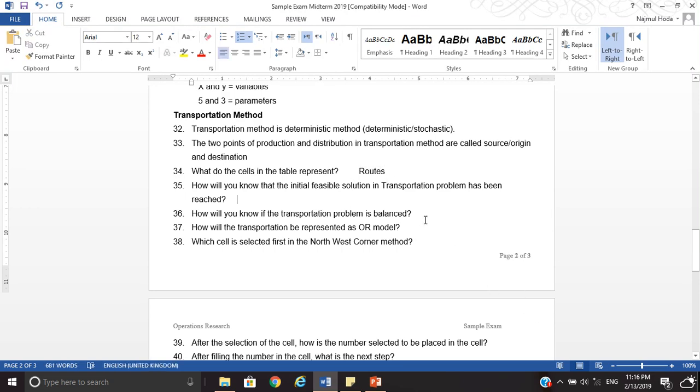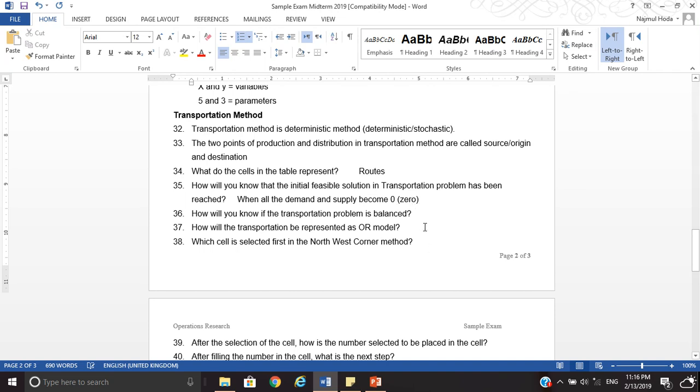How will you know that the initial feasible solution in a transportation problem has been reached? When all the demand and supply become zero. At that point, we know that we have reached the solution and we can calculate the optimal transportation cost.